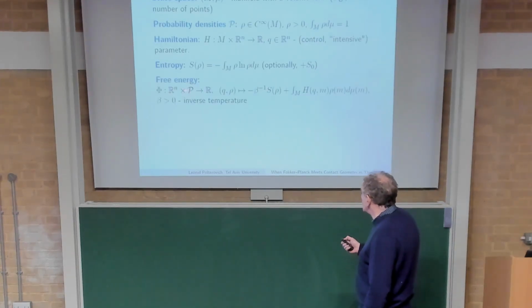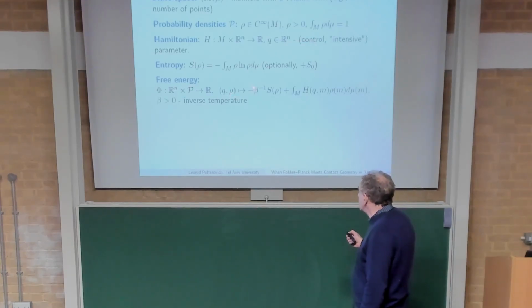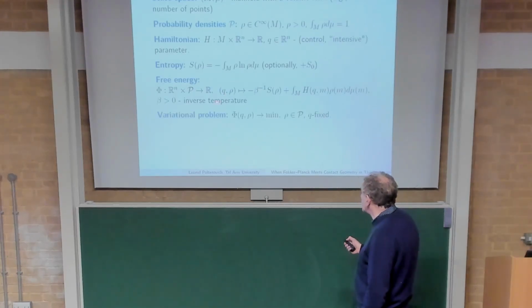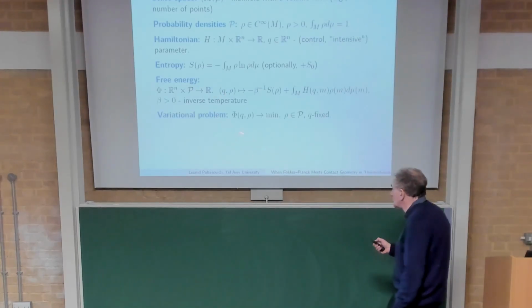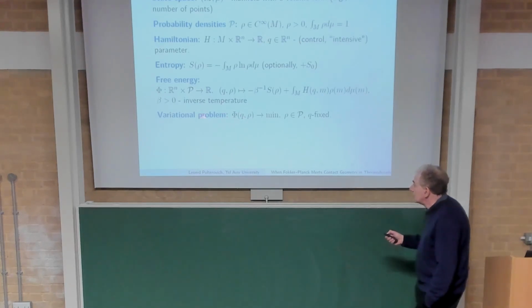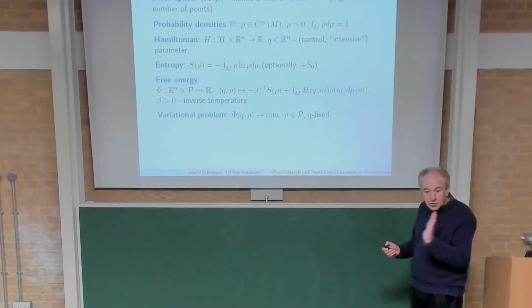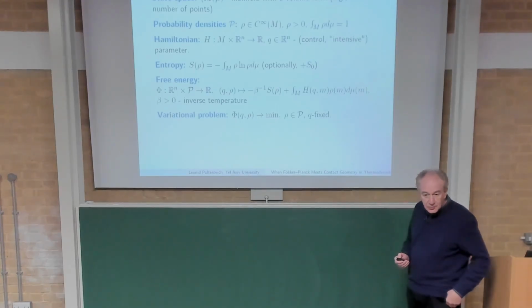So free energy is a very important object. This is a function which depends on this external parameter and density, and it is like this: minus beta inverse S of rho, where beta inverse is actually temperature, plus the integral over M of H_q of m, rho of m, d mu of m, so the average of the Hamiltonian. And in order to find equilibrium, one should solve a variational problem: find rho so that this free energy goes to a minimum. Q is fixed, so for each Q we have its own variational problem.